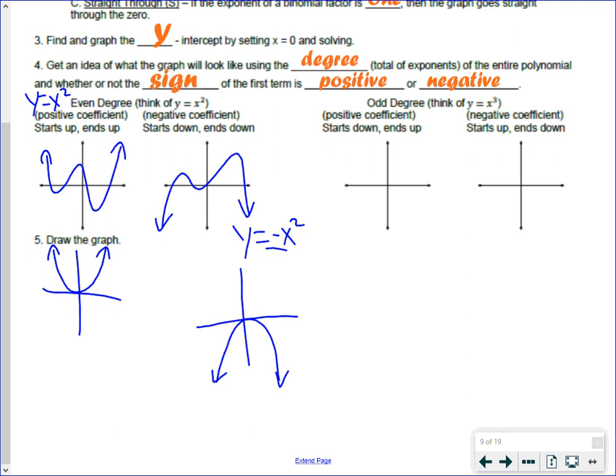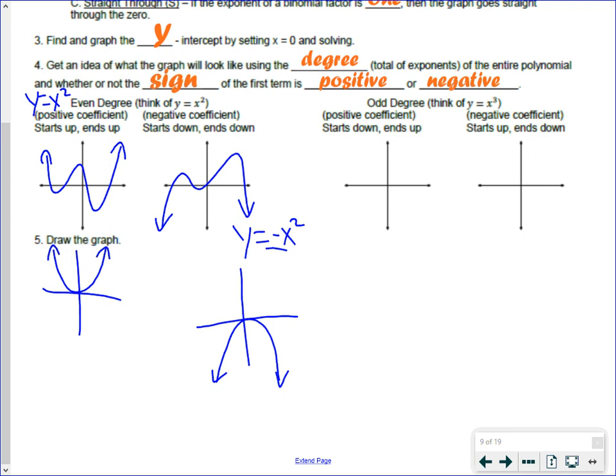Something to pay attention to here is that all even degree polynomials will always start and end going the same way. If it starts up, it's going to end up, and if it starts down, it has to end down. That's because you cannot have an even degree polynomial having a range of all real numbers. If they start and end going different ways, you end up hitting every single y value. And an even degree polynomial, if you remember from the last video, will never have a range of all real numbers.